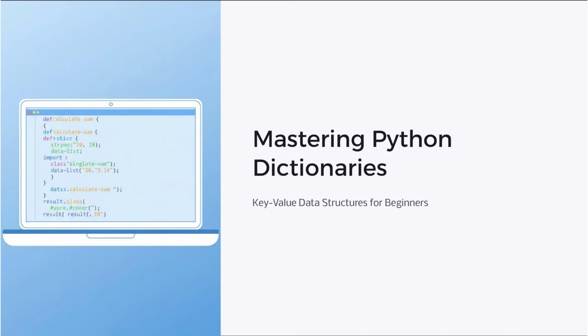Python dictionaries are powerful data structures that store data in key value pairs. They allow for efficient data retrieval and manipulation. Unlike lists, dictionaries are unordered and keys must be unique and immutable. Understanding how to create, access, and modify dictionaries is essential for leveraging their full potential in Python programming.